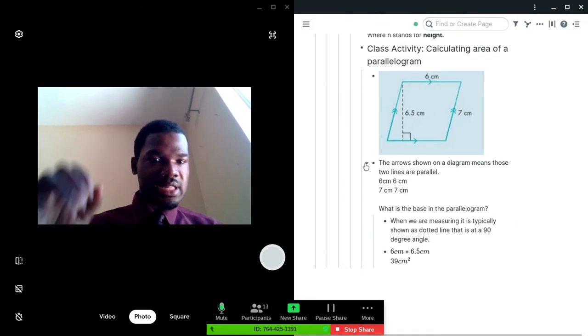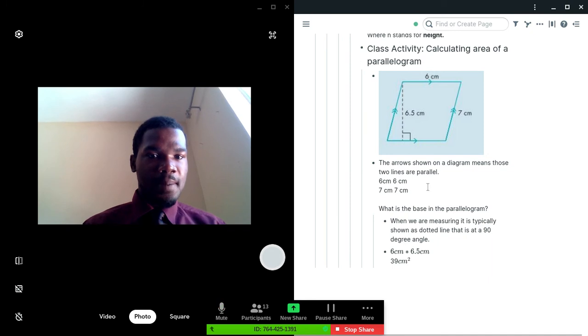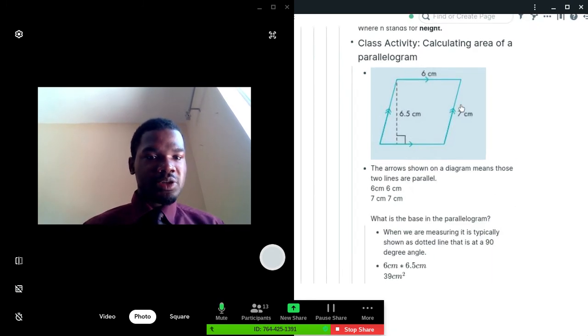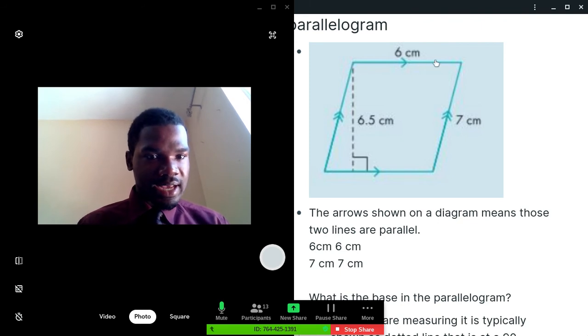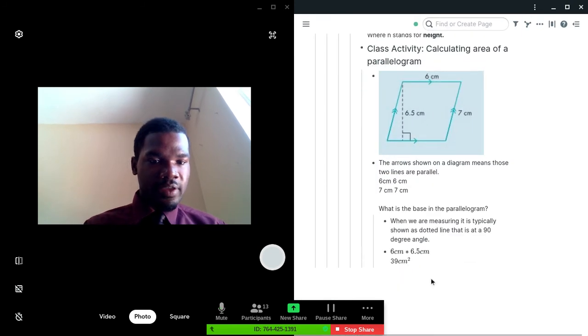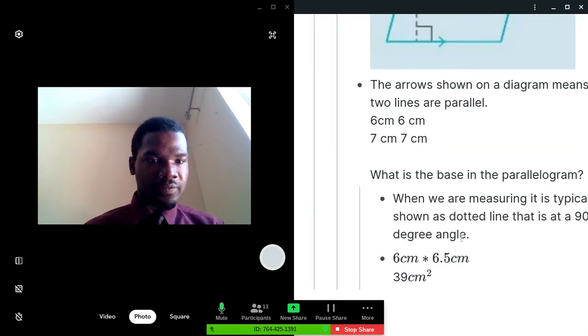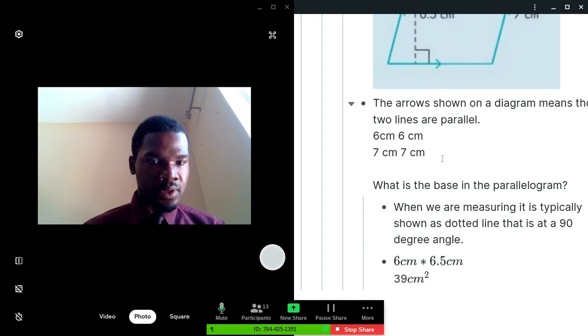Alright, so that's the first class activity on how to calculate the area of a parallelogram. So the region that we just found, Michael and everybody, was the distance inside of the shape. Everything inside of the shape. So one more time, the formula, let me highlight it for you. I'm going to put it in yellow lines.